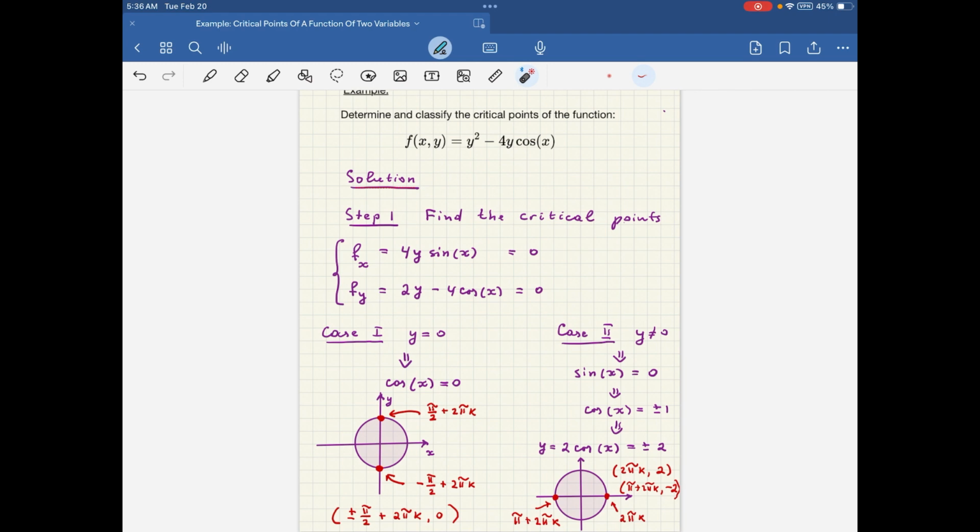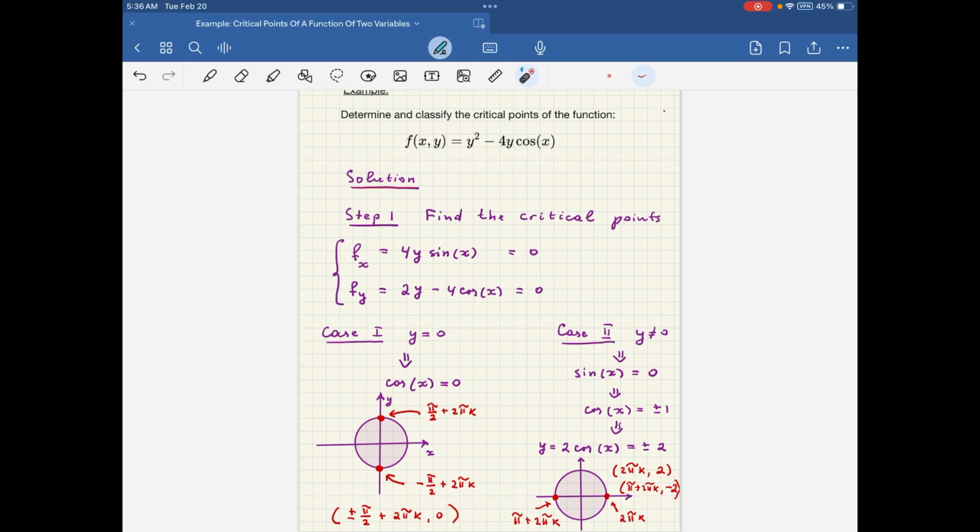Similarly, we can find the first order partial derivative with respect to y. This time we are thinking of x as a constant and y as the variable that varies, and differentiate. The derivative of the y squared term is 2y. The derivative of y equals 1, and then negative 4 and cosine x are constants, so we find that this derivative equals 2y minus 4 cosine x.